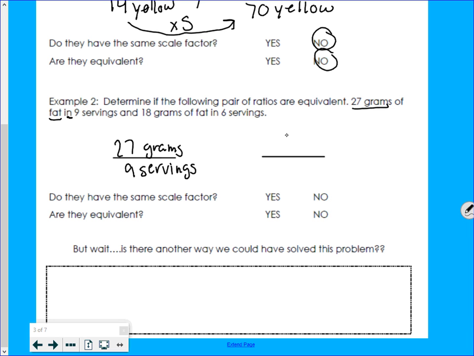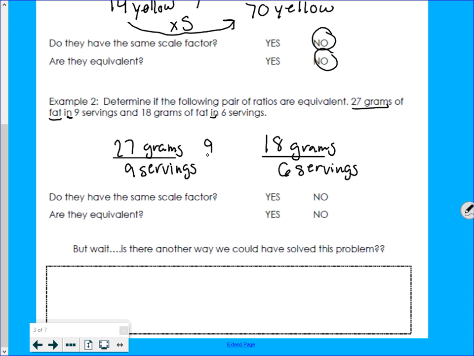And 18 grams of fat in, keyword, 6 servings. 18 grams in 6. I don't know about you, but personally, I don't know right off the top of my head how to get from 9 to 6. So I could simplify this fraction here. Both of these numbers can be simplified by 3. They could be simplified by 9 as well.